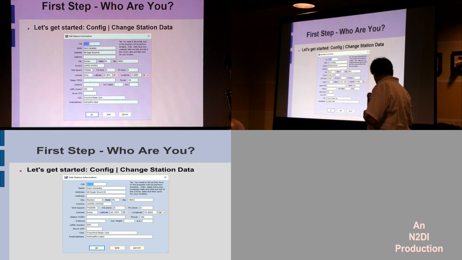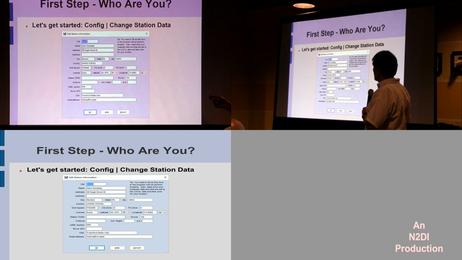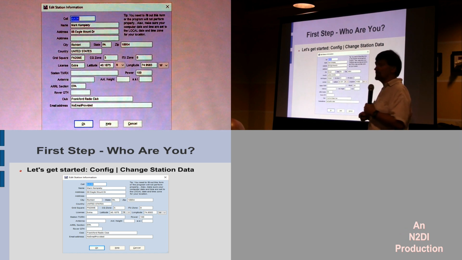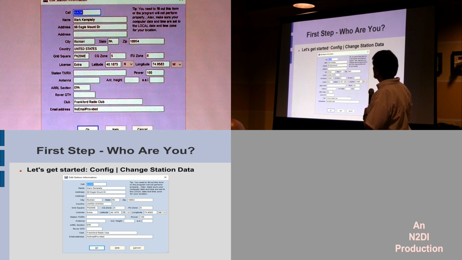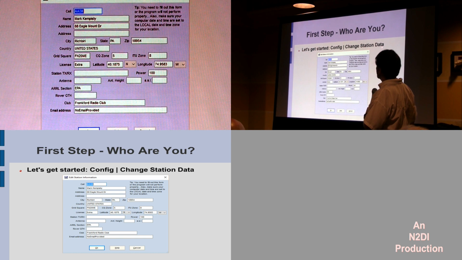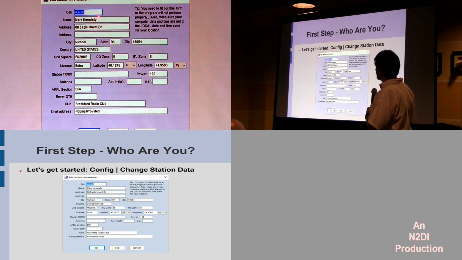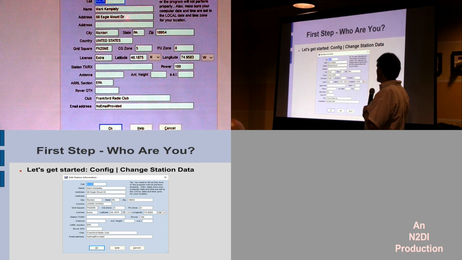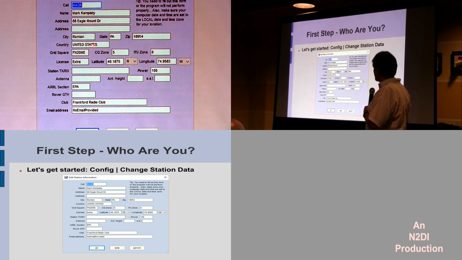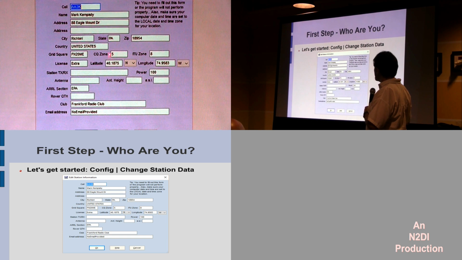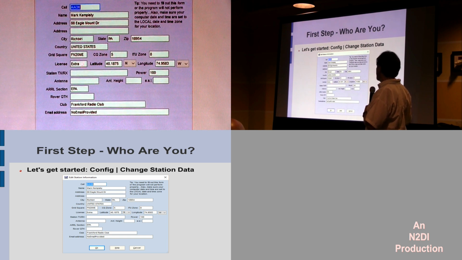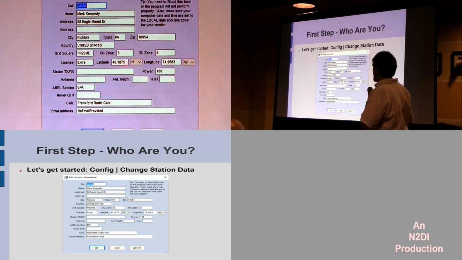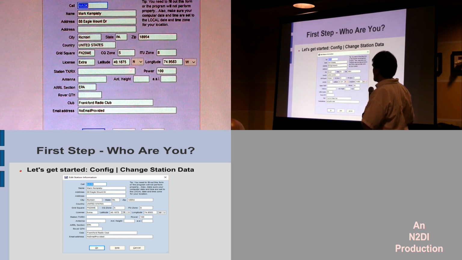You go to, from its menu, on the entry window, and the N1MM is comprised of a bunch of separate windows we'll see later. You go to config, change station data, and you enter the usual stuff. And I spelled Richboro wrong. Oops. Your call sign, name, address, grid square, CQ zone, ITU zone, license class, whatever contests need that information, and suck it out of there. Your latitude, longitude to calculate beam headings.